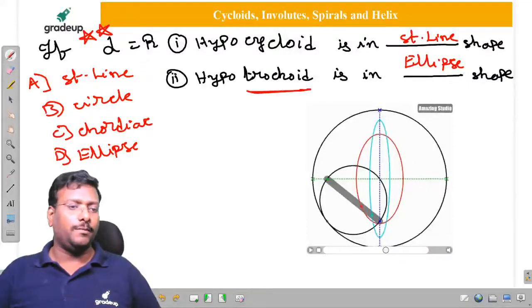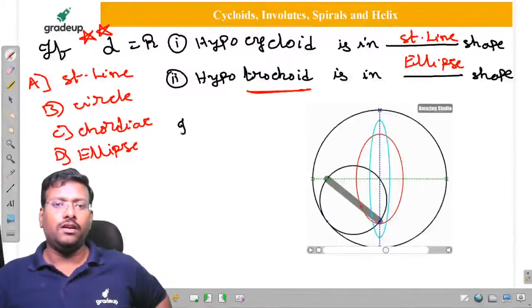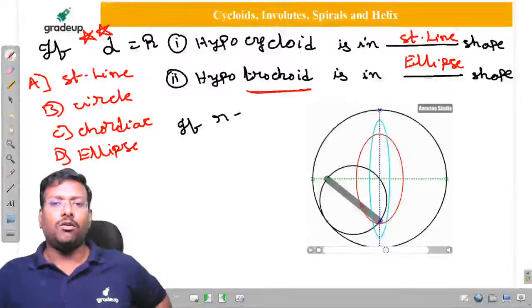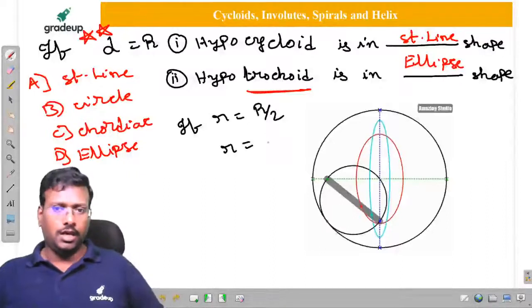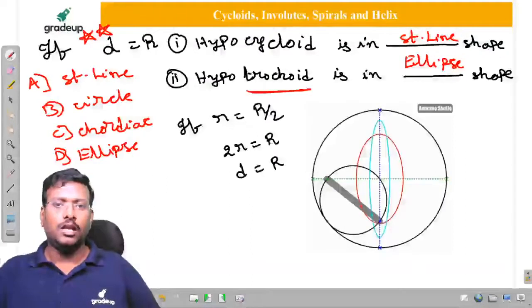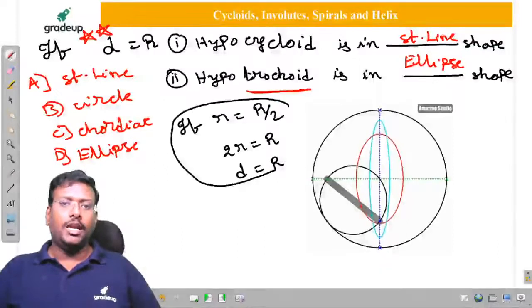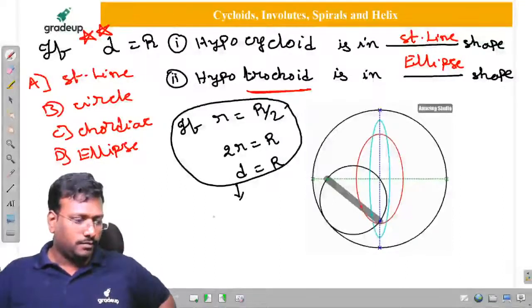So now tell me, sir, they can ask: if small r is equal to capital R by 2, or 2 times small r is equal to capital R, or D is equal to small r. This condition, does anybody know what type of condition it is?